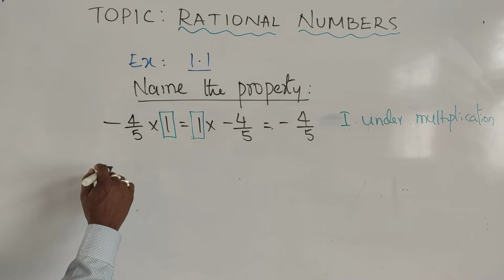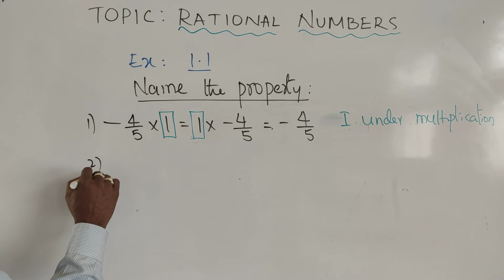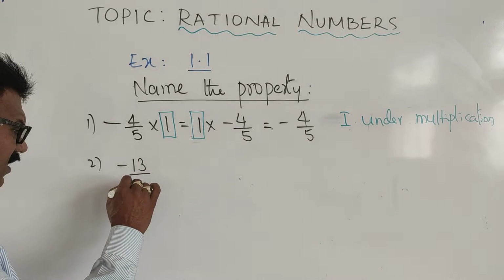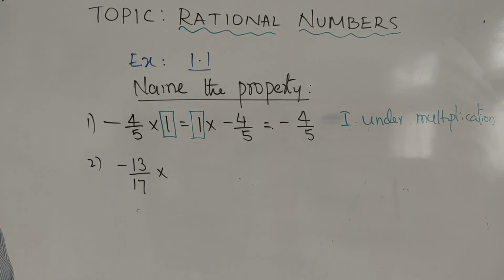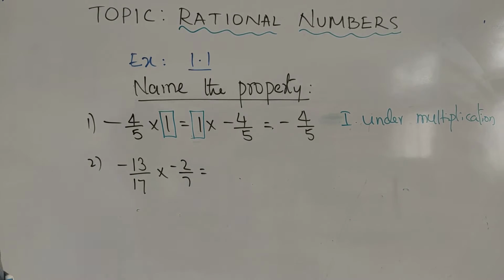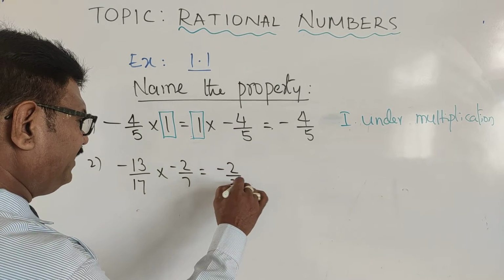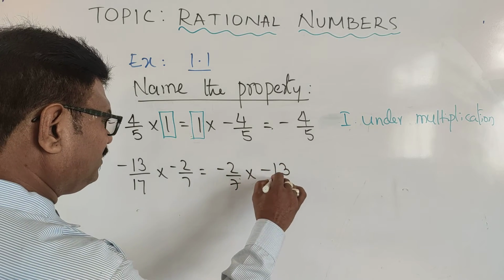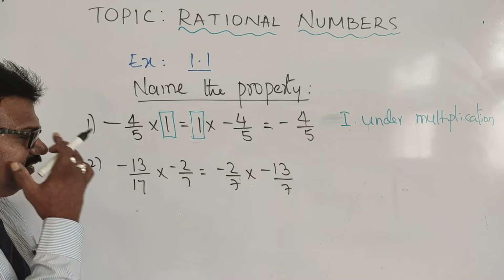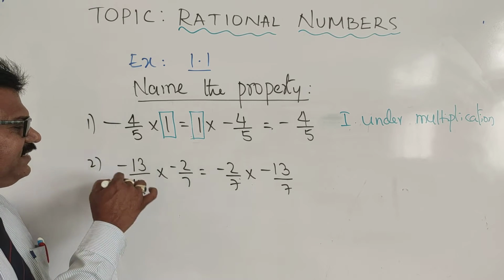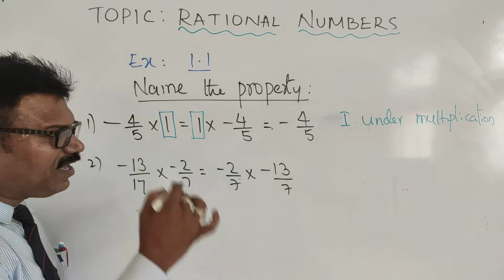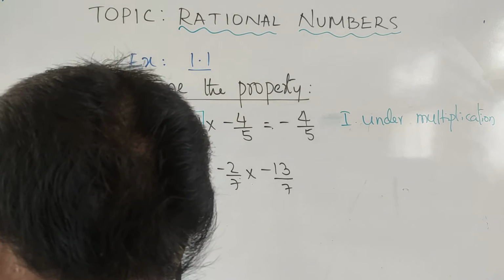Minus 13 by 17 into minus 2 by 7 equals minus 2 by 7 into minus 13 by 17. If you see very clearly, for example, if I take this as A and this as B, A into B equals B into A. Which property? Yes, anyone?